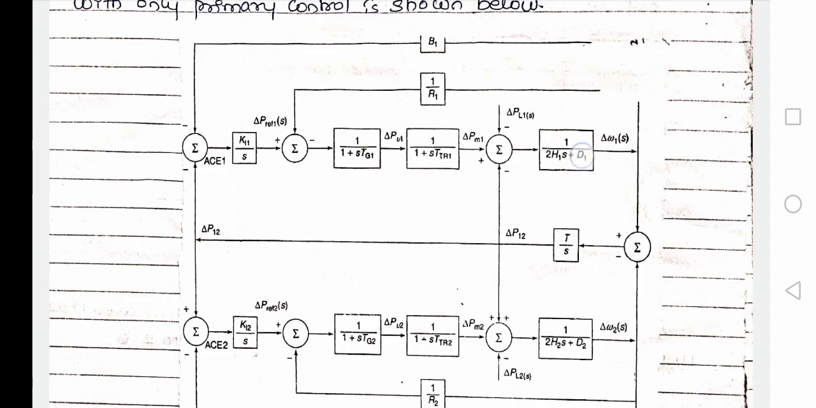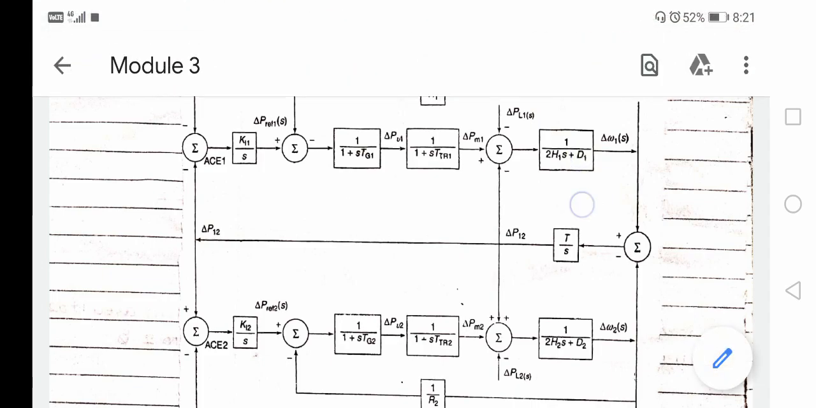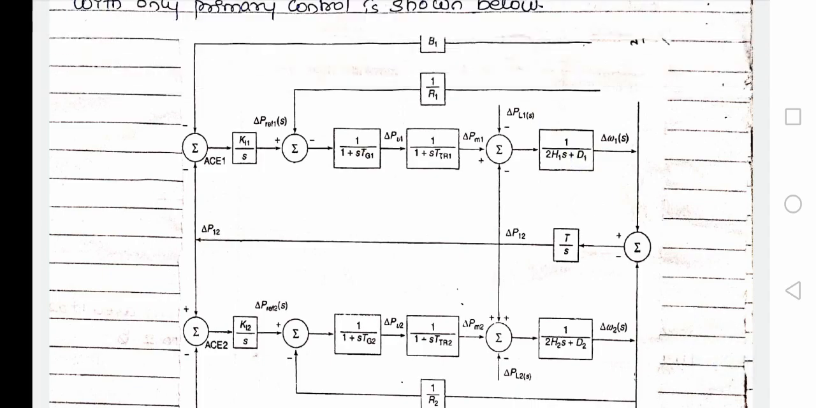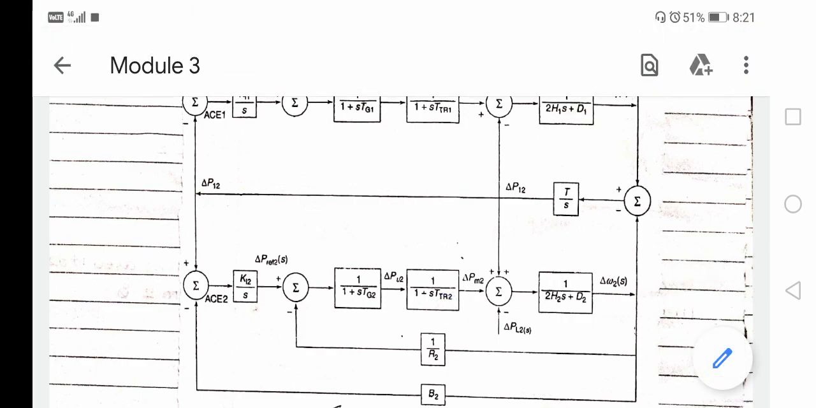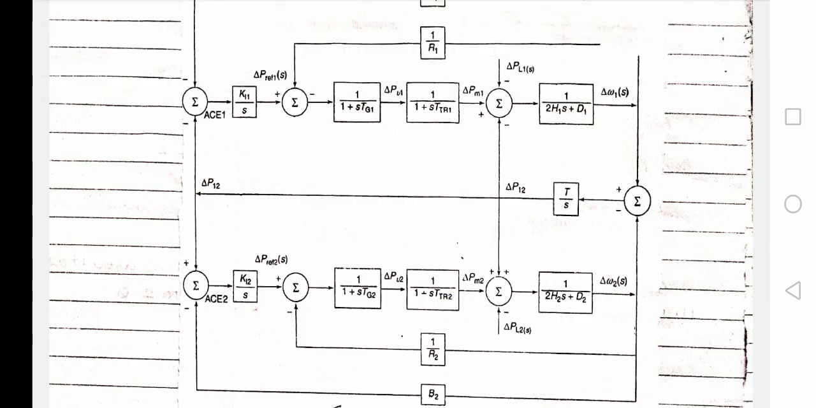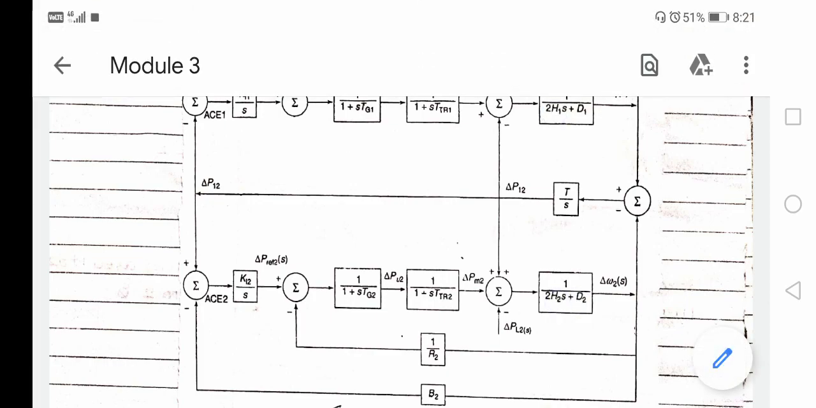That is, already in the load equation you have seen 1 divided by 2 HS plus D. Instead of writing only 1 divided by 2 HS plus D, for area 1 you have to write it as H1 and D1. Similarly, you have to write it for area number 2. Here the only change is that 1 divided by 1 plus STG1 is replaced by STG2, TTR1 is replaced by TTR2, D1 is replaced by D2, and H1 is replaced by H2.